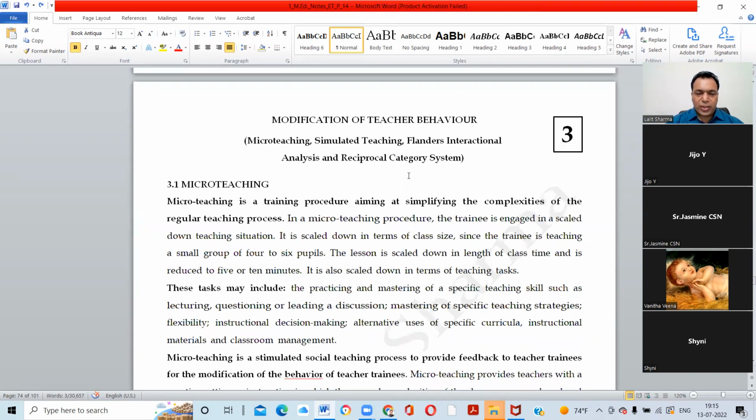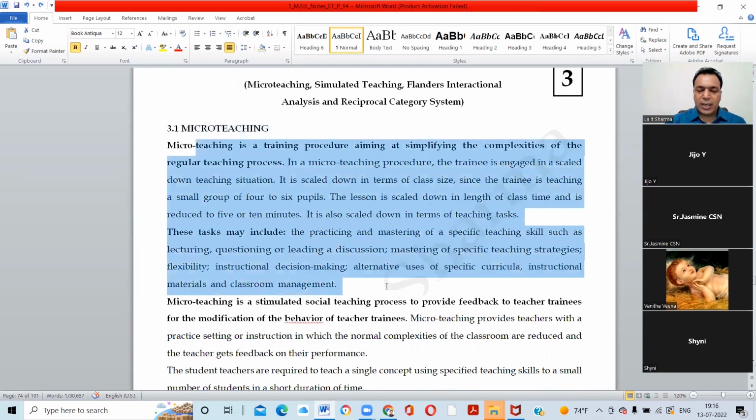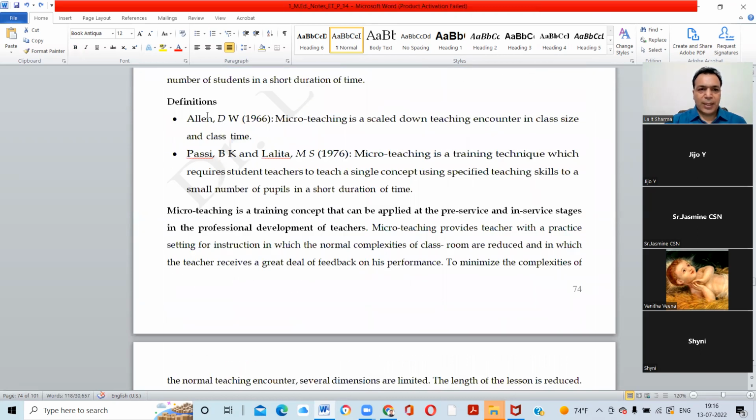Then modifications of teacher behavior, micro teaching. That's why I have explained in a very long way about micro teaching, because this topic you have to do: micro teaching, simulated teaching, Flanders interaction analysis system. So keeping in view that you are attempting the long answer, that's why I have defined this. So your micro teaching we have discussed, guys, right?